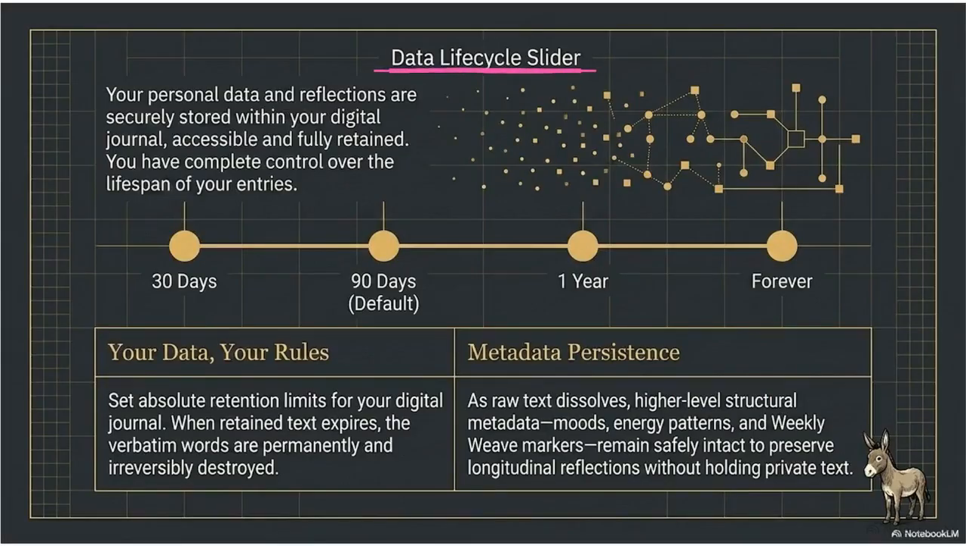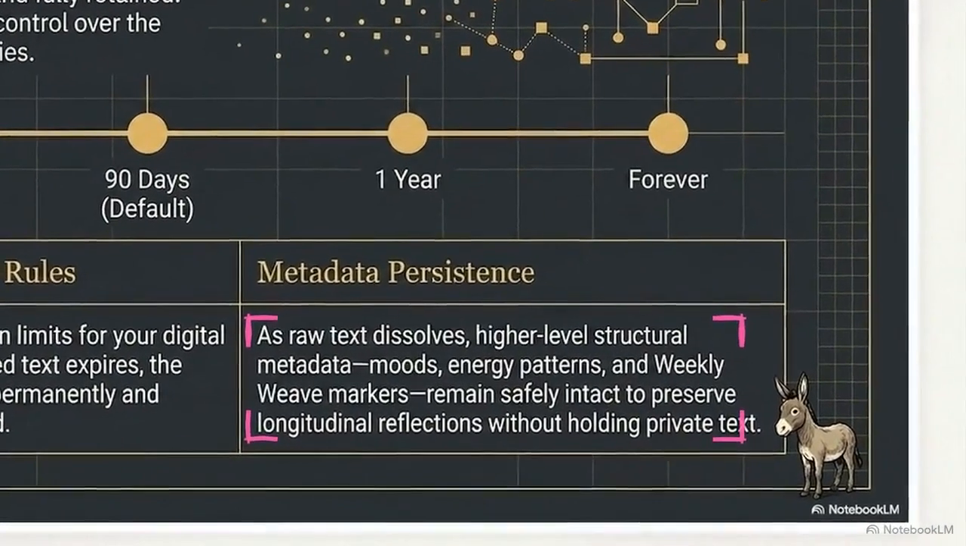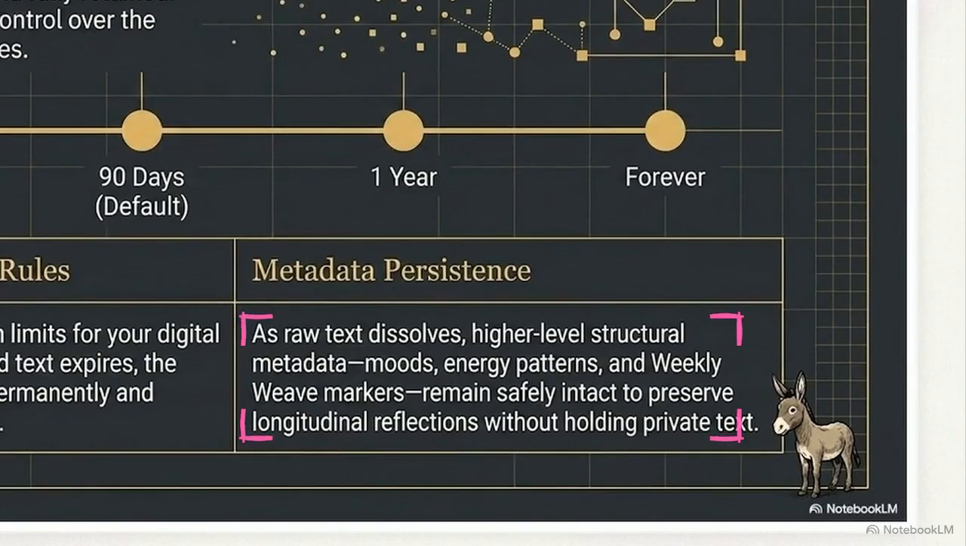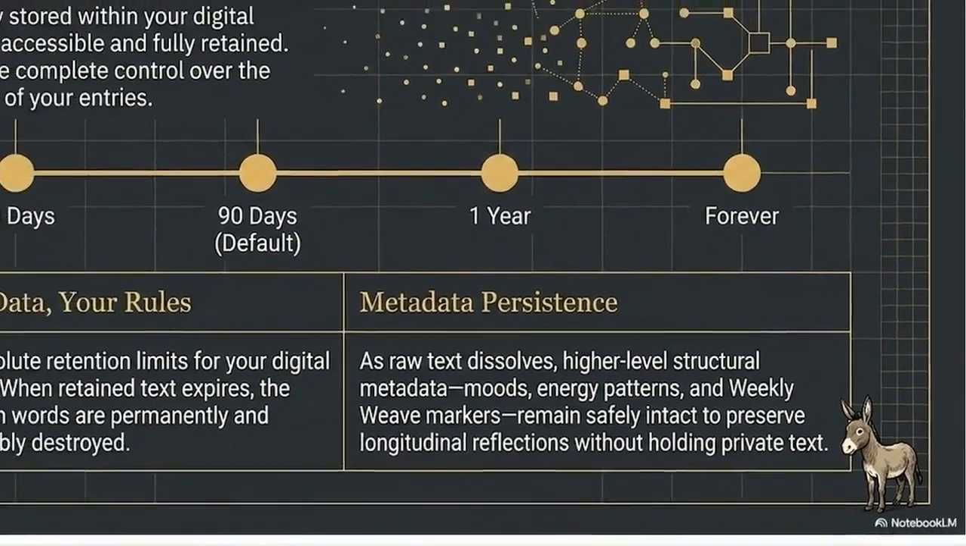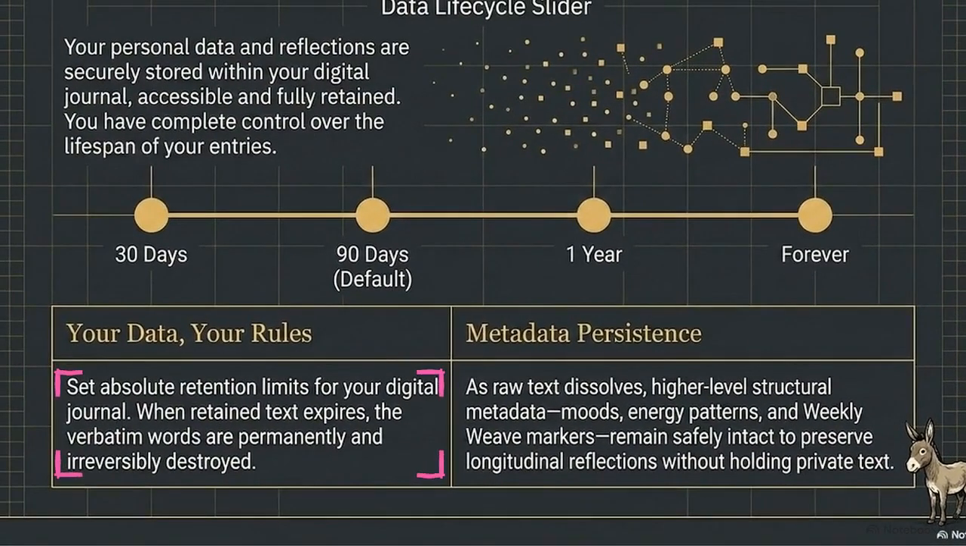This data lifecycle slider details what happens when text dissolves. Even after exact words are deleted, structural metadata, like logged moods and energy patterns, remains intact. This allows you to track longitudinal growth over time without maintaining a vulnerable archive of private text.